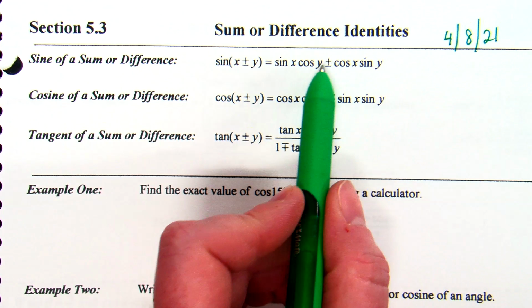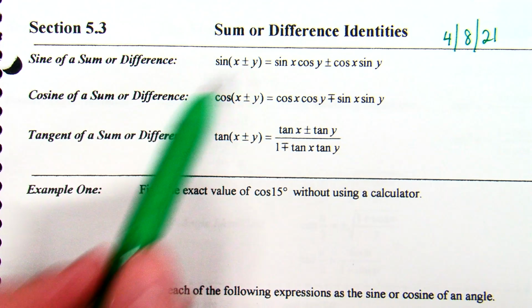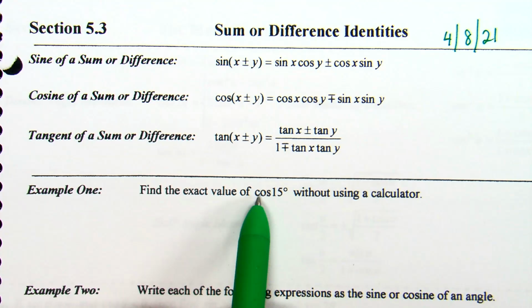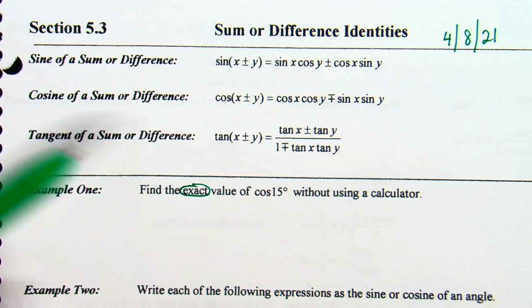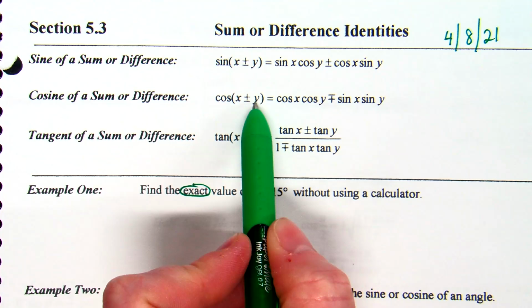The reason this says plus or minus is that if they give you a plus here, it's also a plus over here. If it's a minus here that we're working with, then when we set this part up, it's a minus here. When we get down to example 1 in a moment, we're being asked to find the exact value of cosine of 15 degrees without a calculator. You're not allowed to just type cosine of 15 degrees into the calculator and give me an answer. I want an exact value, and these identities are going to allow me to do this.